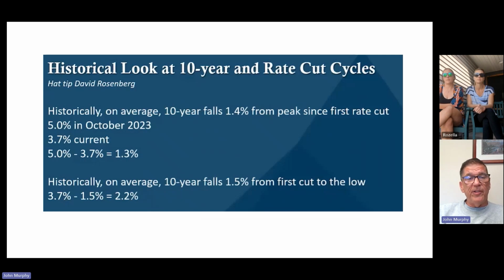Which is 1.3% lower than it was from the high. It's anticipated to continue to go down further. And historically, the 10-year Treasury, remember the 10-year Treasury is tied to mortgage rates, that's why we focus on it, falls 1.5% from the first cut in interest rates to the low of what it would be.